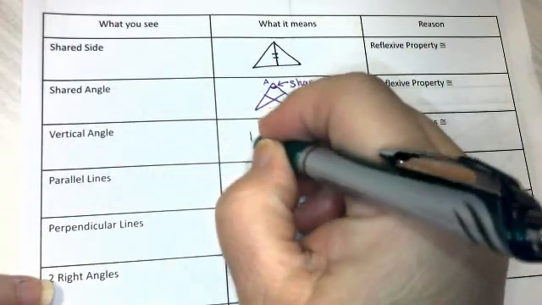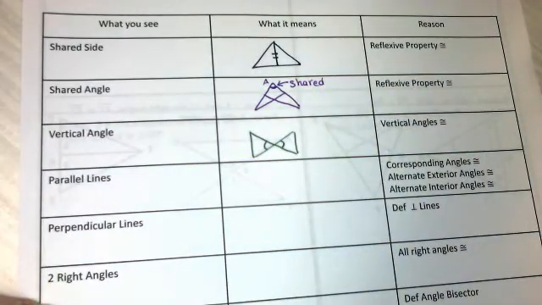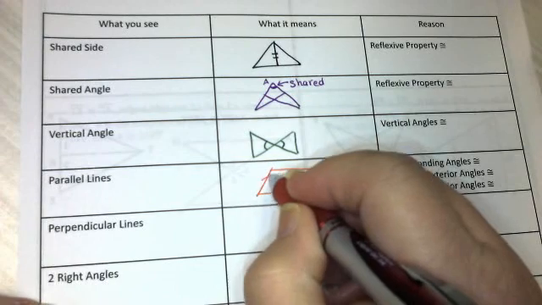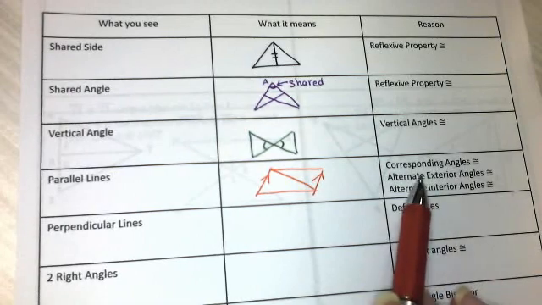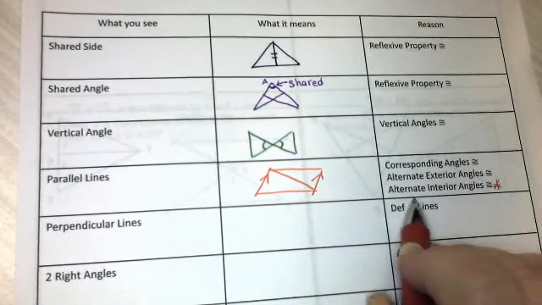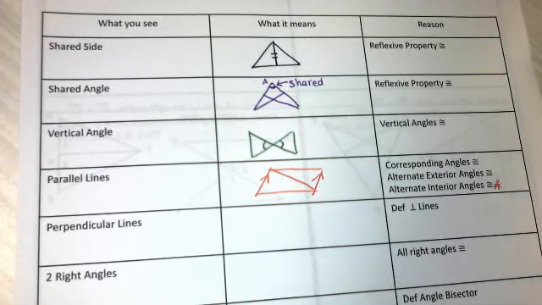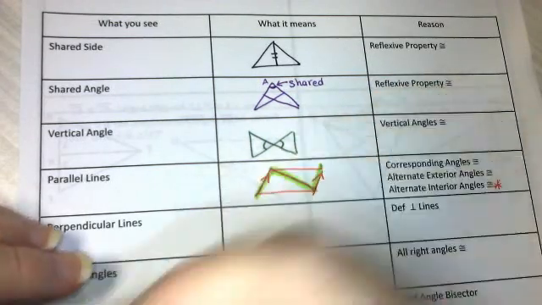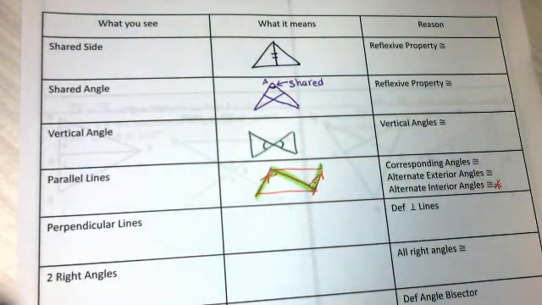Vertical angles. I talked about what I called the bow tie picture. Vertical angles are always congruent. When you have parallel lines, so if I told you these lines were parallel, you should be looking for corresponding angles, alternate interior, or alternate exterior. I will tell you 99% of the time it's alternate interior. Every once in a while it's corresponding. But most of the time you're going to look for that Z shape to find your alternate interior angles. And there they are. So that one's going to come up the most often.